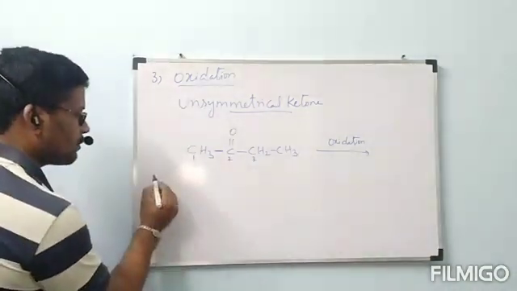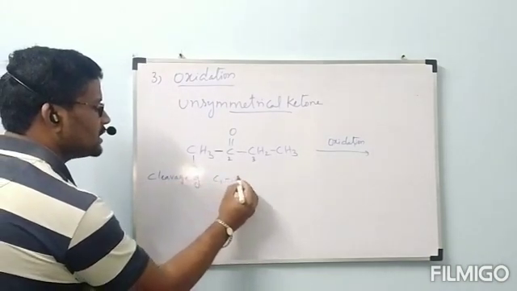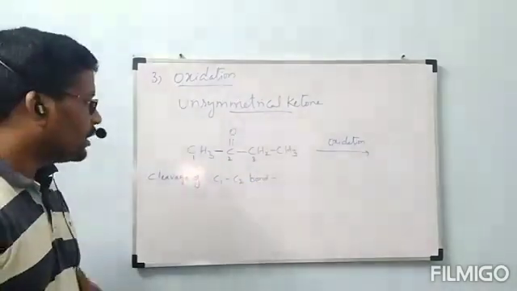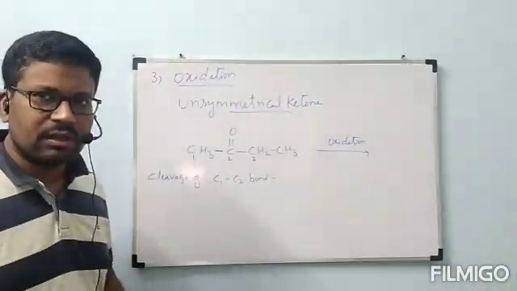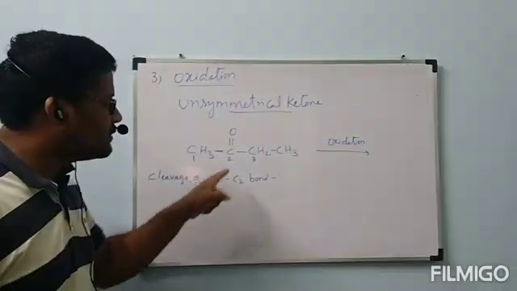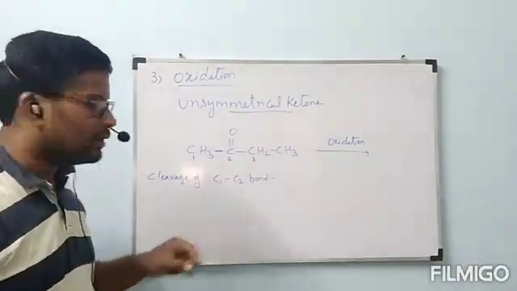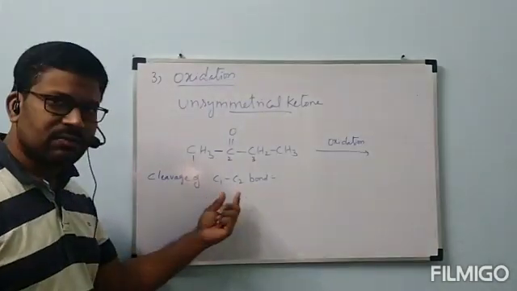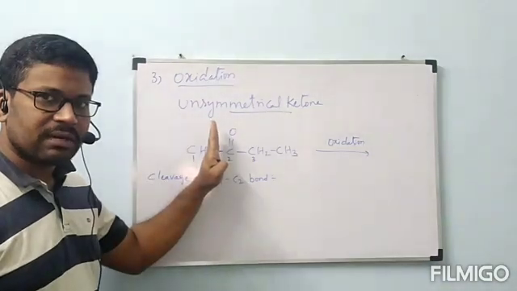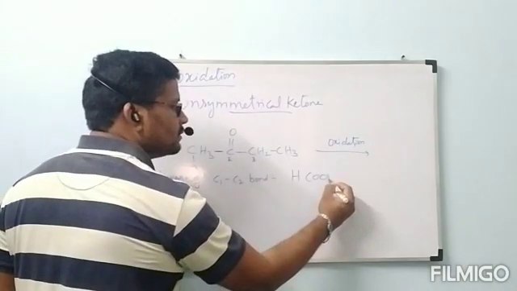Now first, cleavage of the C1 C2 bond. If this unsymmetrical ketone undergoes oxidation, two cleavages can happen: C1 C2 bond cleavage as well as C2 C3 bond cleavage. Now first, cleavage of the C1 C2 bond. That means this bond is cleaved. If this bond is cleaved, on the left side how many carbons do we have? 1 carbon. We will get an acid with 1 carbon.